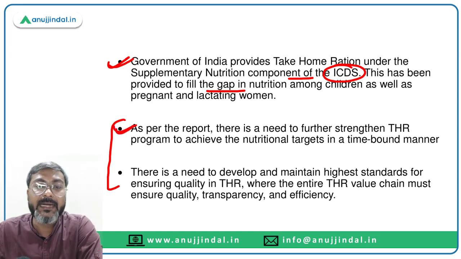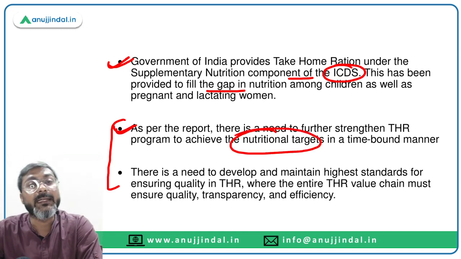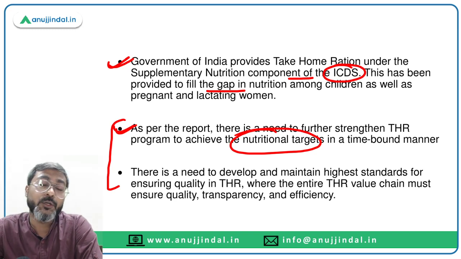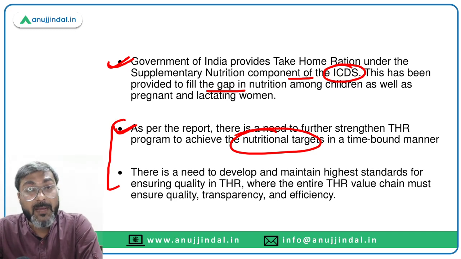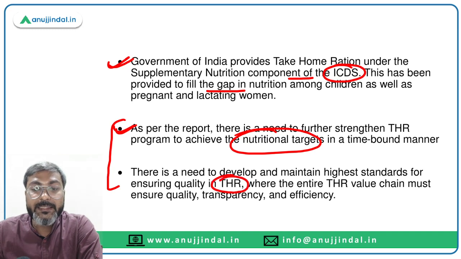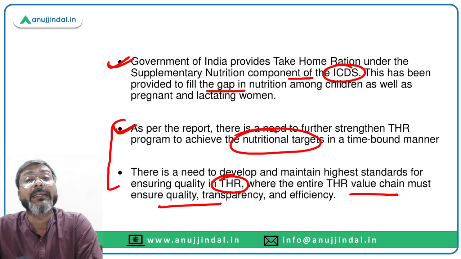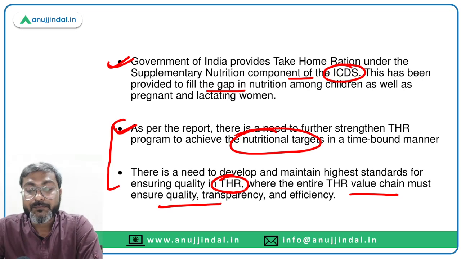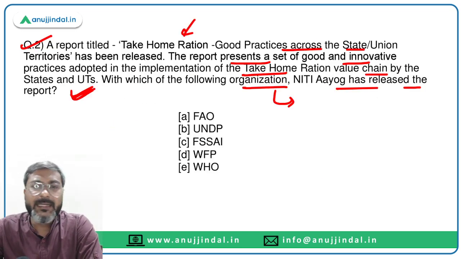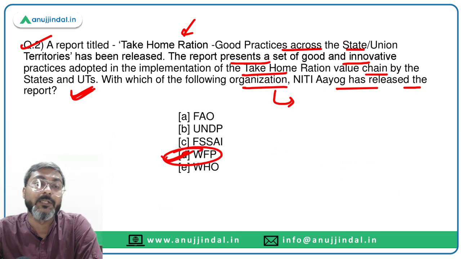So this report says that there is a need to further strengthen this take home ration value chain in order to achieve the nutritional targets in a time-bound manner, right? And also, there is a need to develop the quality of this take-home ration initiative, right? So, we have to ensure quality in THR, where the entire THR value chain must ensure quality, transparency and efficiency, right? And you don't need to read more than this in this report, and therefore the correct answer is option D, World Food Program is the correct answer.